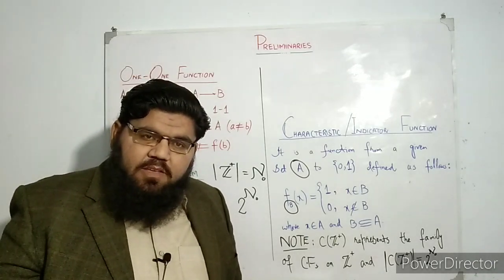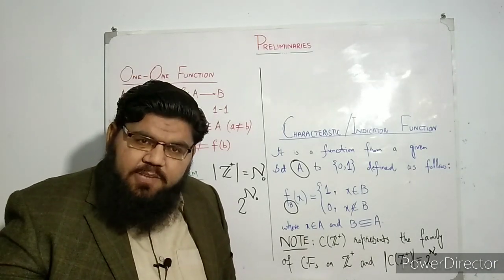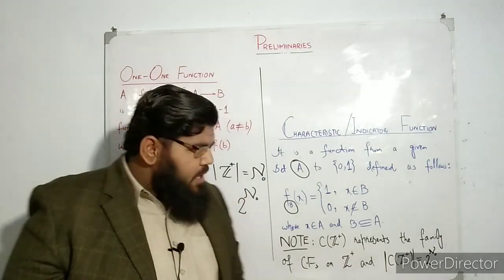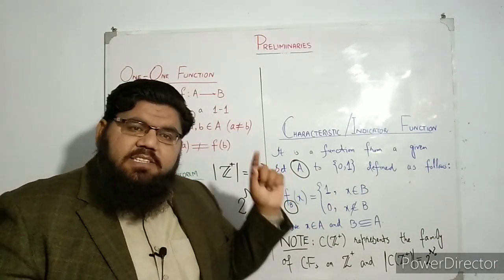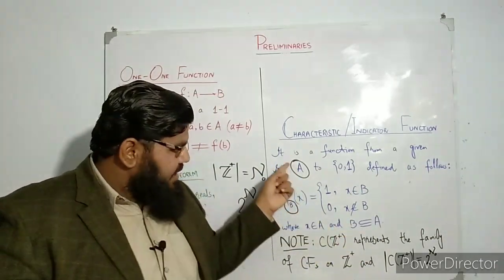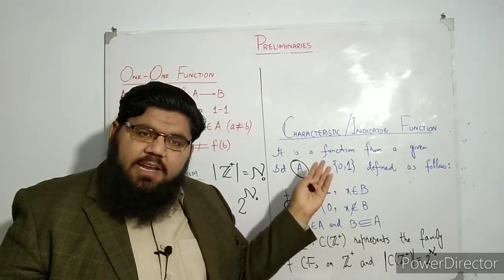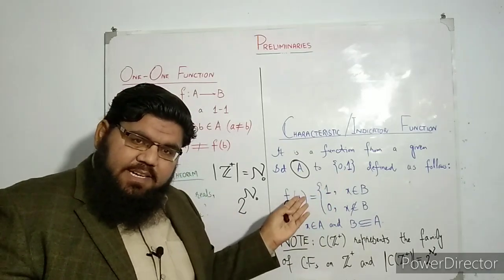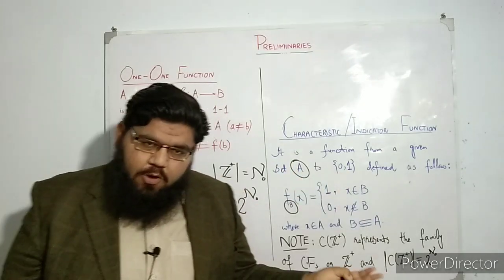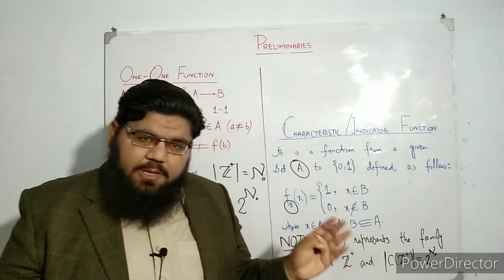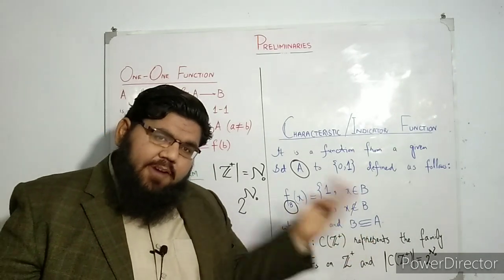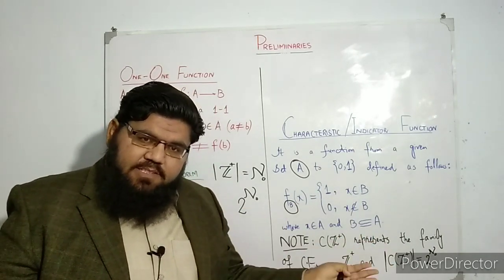It's very obvious. It is the number of subsets of that set. Okay, so if A has 3 subsets, for example, then how many characteristic or indicator functions will be related to this set? It will be 3. I hope this will be clear, and if it is not clear, then you can rewind this video and see this again.